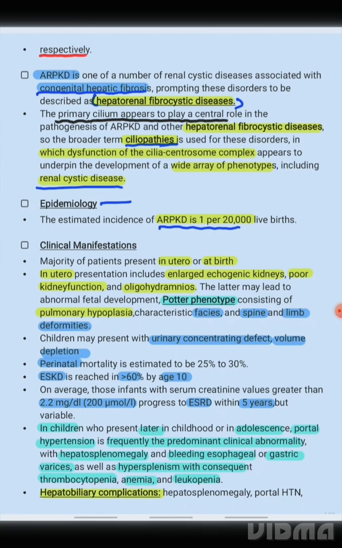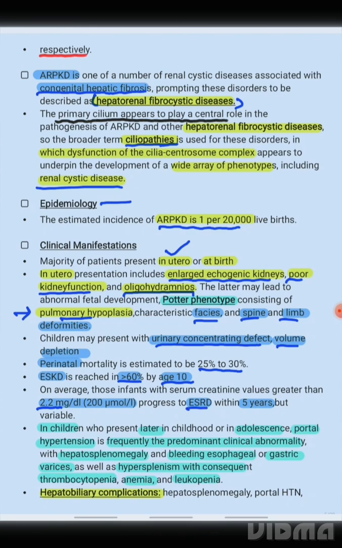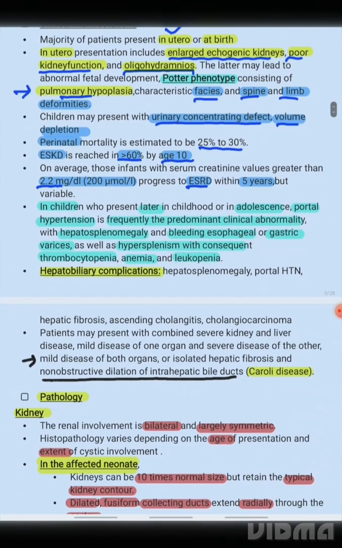Clinical manifestation, as I told you, can be in utero or can occur later in life. In utero presentation is usually enlarged echogenic kidneys with poor corticomedullary differentiation, poor kidney function, and oligohydramnios. Usually they present with Potter sequence. What is Potter sequence? It consists of pulmonary hypoplasia, characteristic facies, and spine and limb deformity. These children usually have a urine concentrating defect and volume depletion. The overall perinatal mortality is 25 to 30%, and about 60% reach ESRD by the age of 10 years. Infants who have serum creatinine levels of 2.2 progress to ESRD by the age of 5. So it can be variable depending upon different children.